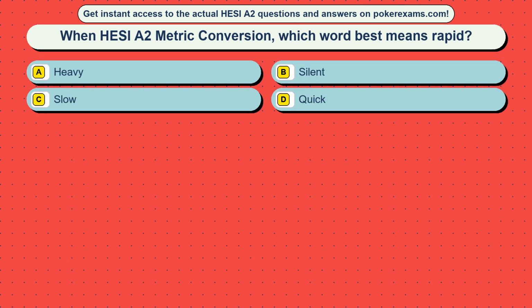Question 39. When HESI A2 metric conversion, which word best means rapid? Option A, heavy. Option B, silent. Option C, slow. Option D, quick.